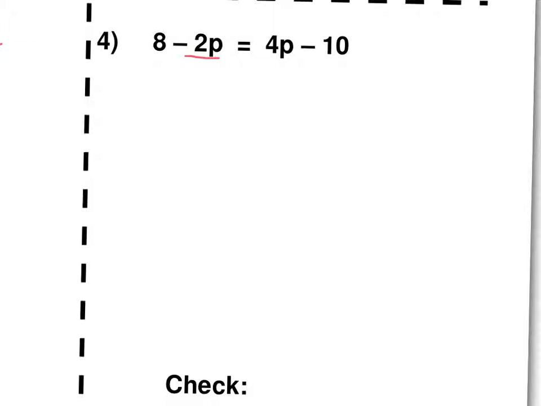So I've got a negative 2p and a positive 4p. This time, instead of subtracting the 4p, I'm going to do it from the left because it keeps me from having negatives. If I add 2p to both sides, the p on the left is eliminated, and I have positive 6p here.